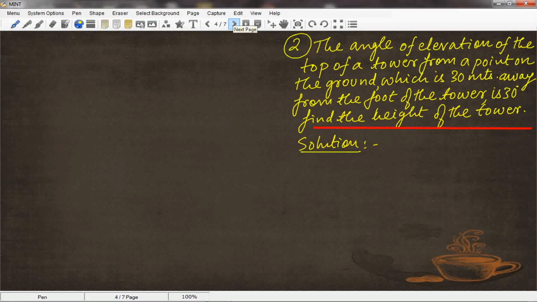Next, you see, next question is the angle of elevation of the top of a tower from a point on the ground which is 30 meters away from the foot of the tower is 30 degrees. Find the height of the tower. Now here the height of the observer is not being mentioned. So since the height of the observer is not being mentioned, we will represent that point.